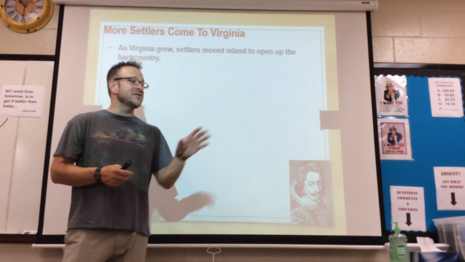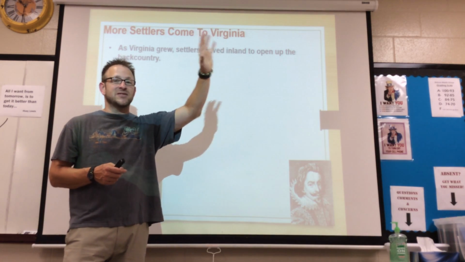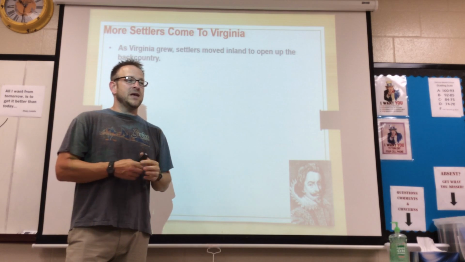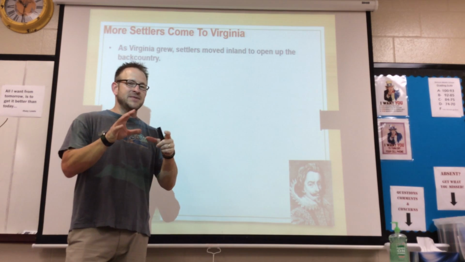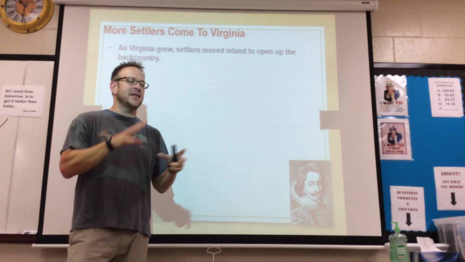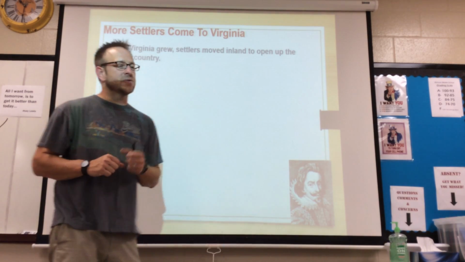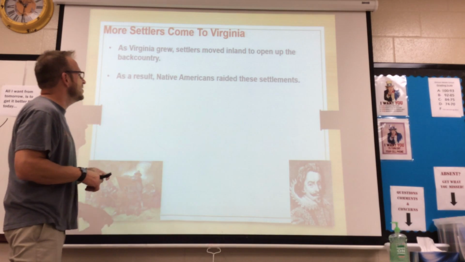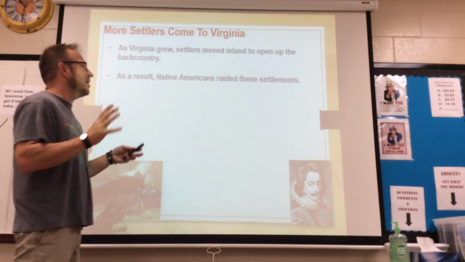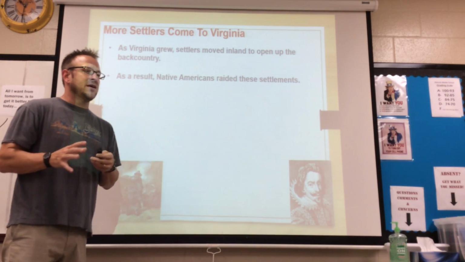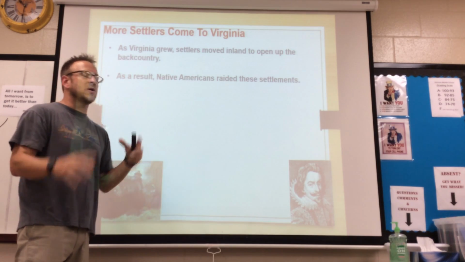The only problem was the Confederacy of Native Americans surrounding them. They had been okay for the most part with Jamestown and some of the settlers coming in. They had worked through a lot of issues, but now all of a sudden they're pushing out into their territories, and that did cause some issue. As a result, the Native Americans started raiding these settlements. So you're starting to see this back and forth a whole lot.